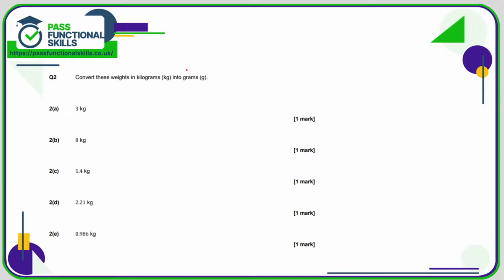Kilos into grams. So here we are going to be multiplying by 1,000. 1 kilo is 1,000 grams. So to go from kilos to the gram number, we are multiplying by 1,000. So 3 times 1,000 is 3 with 3 zeros on it. 8 times 1,000 is 8 with 3 zeros on it.